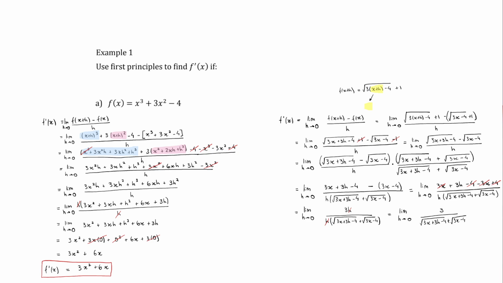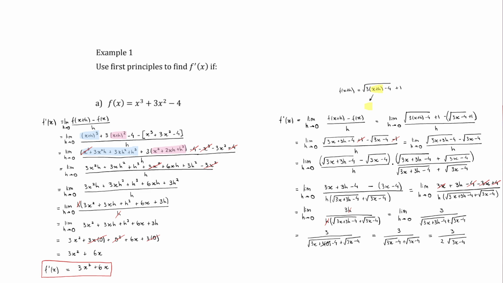And that is going to give me 3 over the square root of 3x plus 3 times 0 minus 4 plus the square root of 3x minus 4. This is going to be equal to 3 over the square root of 3x minus 4 plus the square root of 3x minus 4, which I am just going to rewrite as 3 over 2 square root of 3x minus 4.